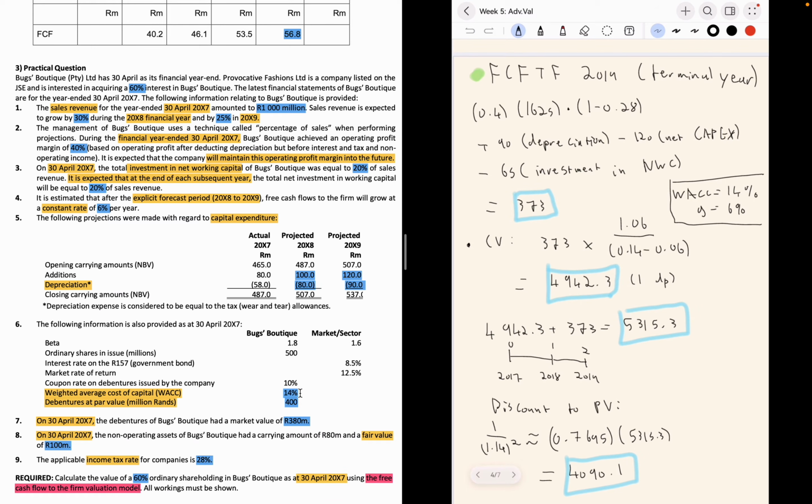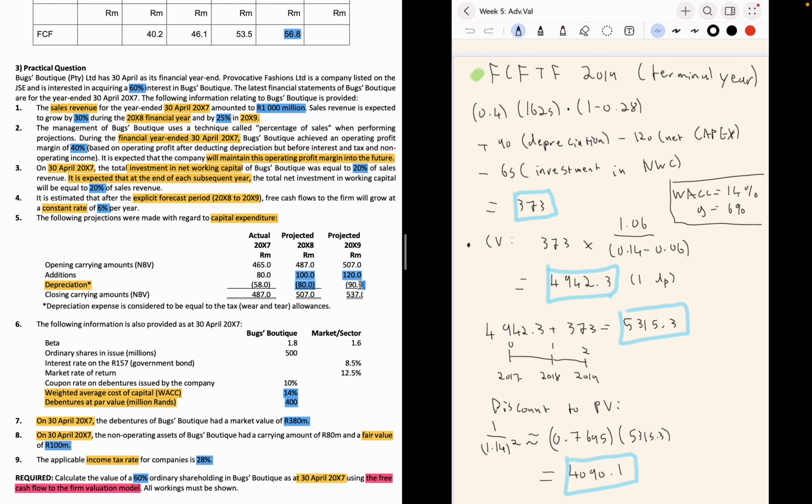So we know that we're going to be working with continuing values. So let's start. Again, to get the gross profit, we say 40% times the sales revenue. That gives us our gross profit. Then we subtract tax. The way I do it is multiplying by 1 minus the tax rate, which is 28%.